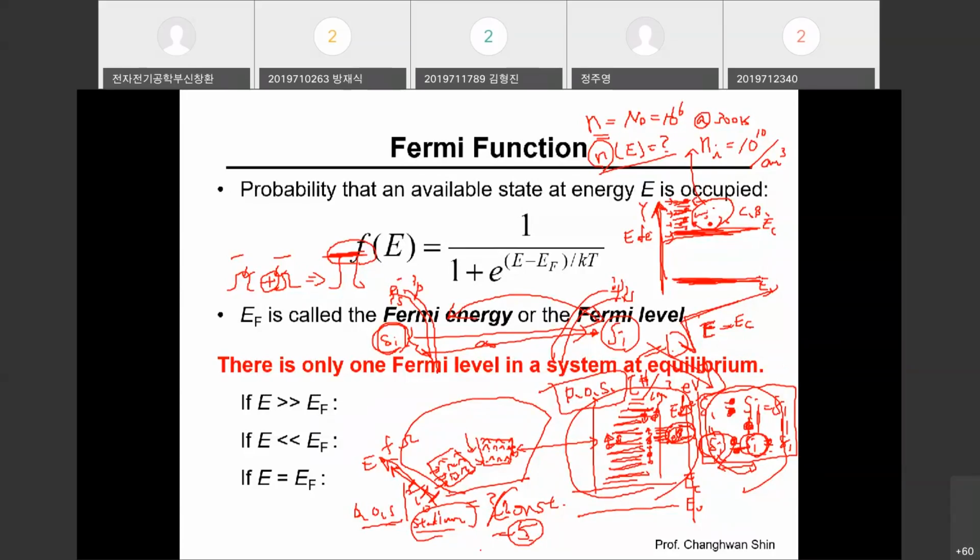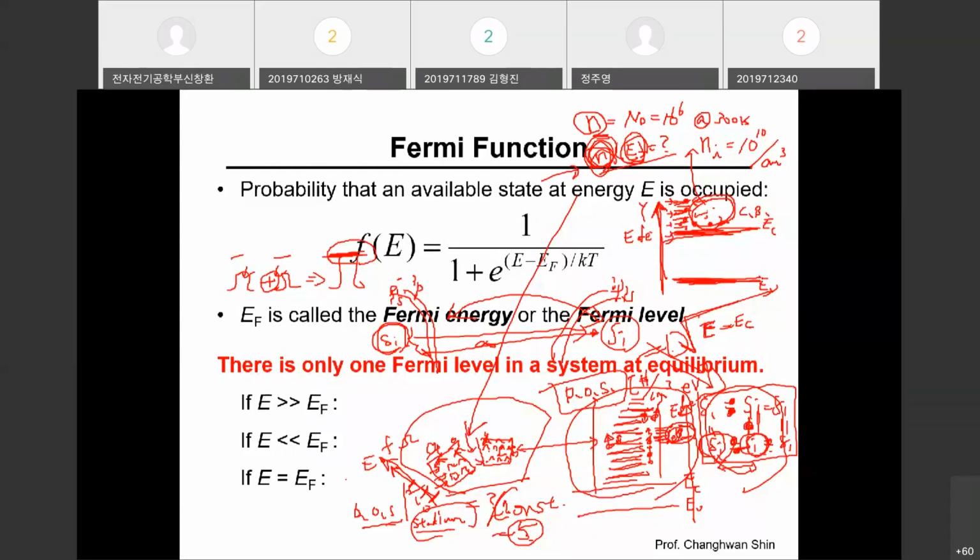Okay, so now going back to the original question again. My question was, how many electrons can be found at each energy level, instead of estimating or counting how many electrons are there in the conduction band? At each energy level, how many electrons can be found? Going back to the baseball stadium now, how many people, audience, can be found in this baseball stadium? Do you have any good idea to guess how many people are there?